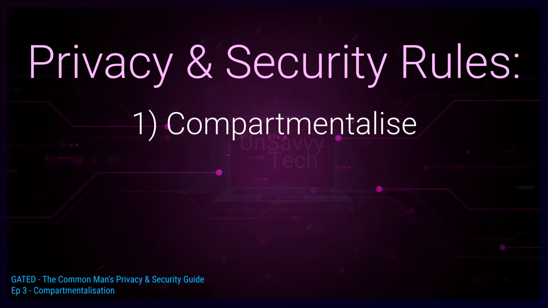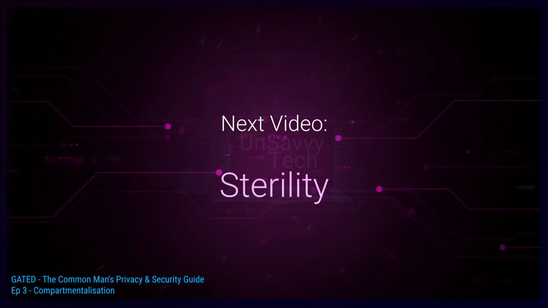This leads us very nicely into our second rule of privacy and security: sterility, which is preventing cross-contamination of your data. We will talk about sterility and contamination in our next video. You definitely do not want to miss that, because it is often the single flaw that can completely ruin your digital privacy and security.